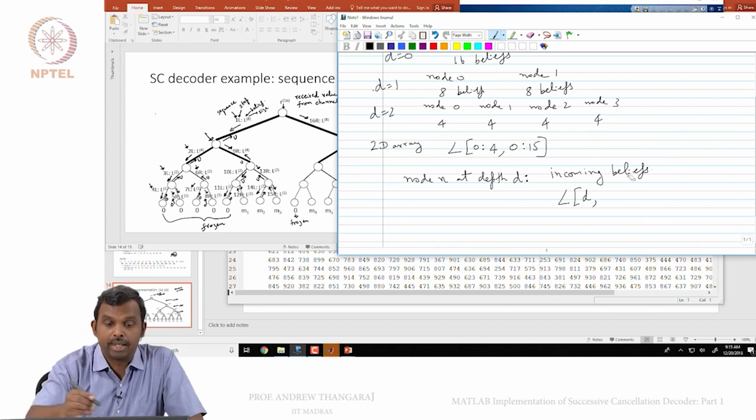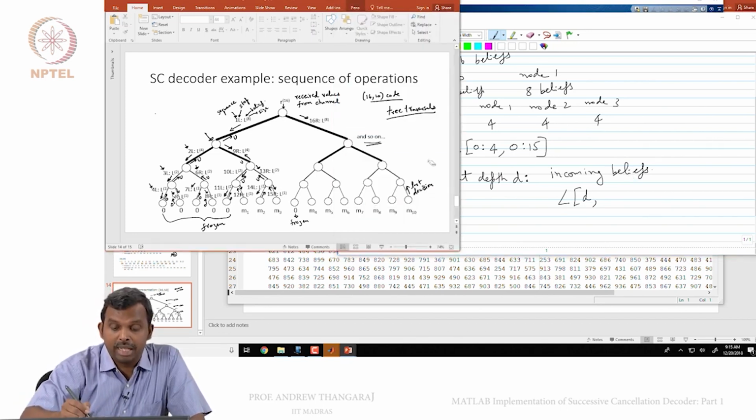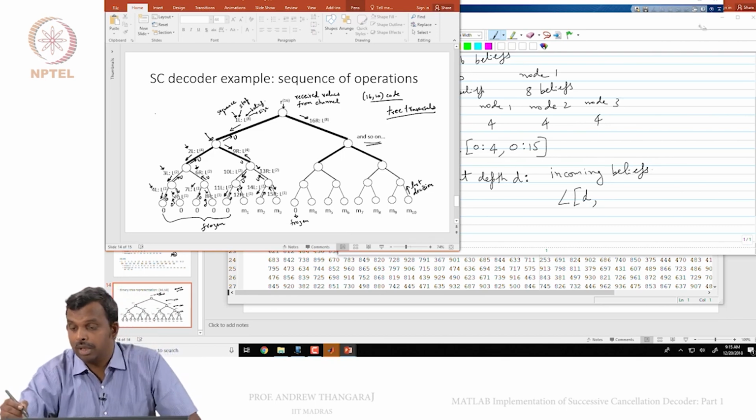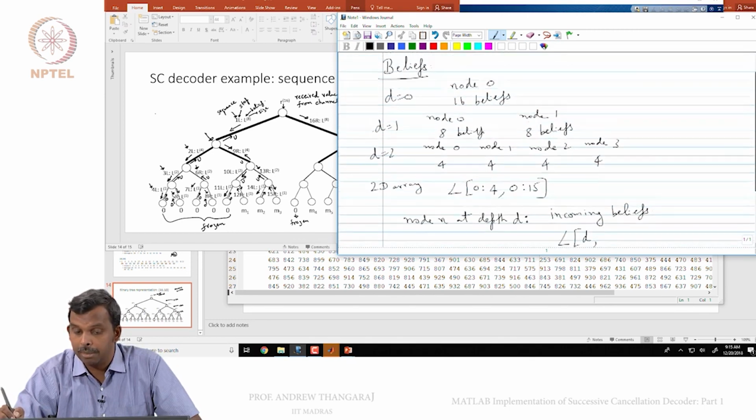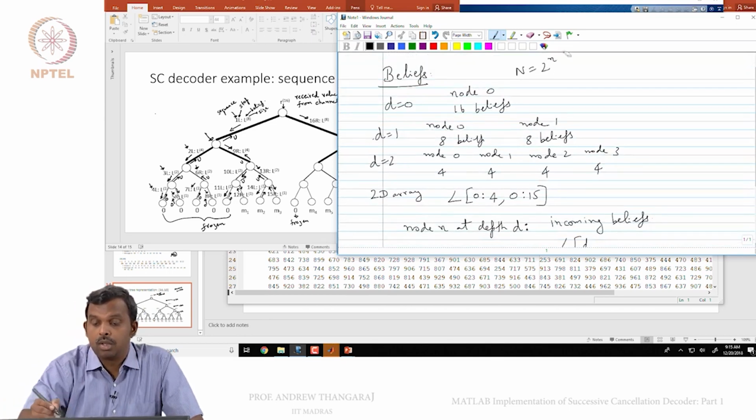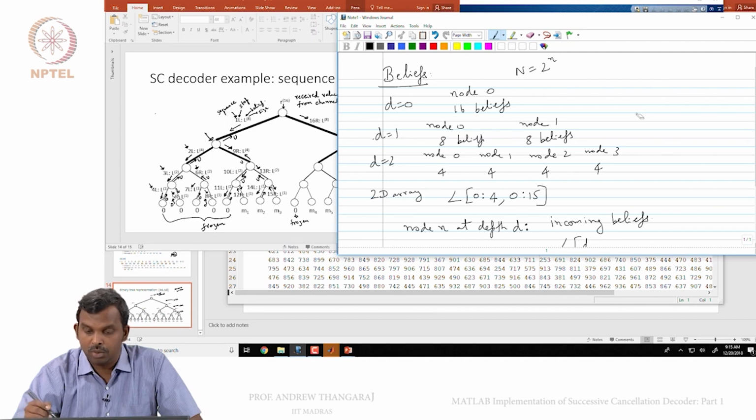Maybe I should say that as well. For a node at depth d, the incoming beliefs, so I have done that here. It's not 2 power d, it's 2 power n minus d. Let me use this notation, 2 power n. I'm using too many n's here, so maybe I'll make this node i. So capital N is 2 power n. If you have depth d, node 0 has 16 beliefs. So a node at depth d has 2 power n minus d beliefs as incoming beliefs.